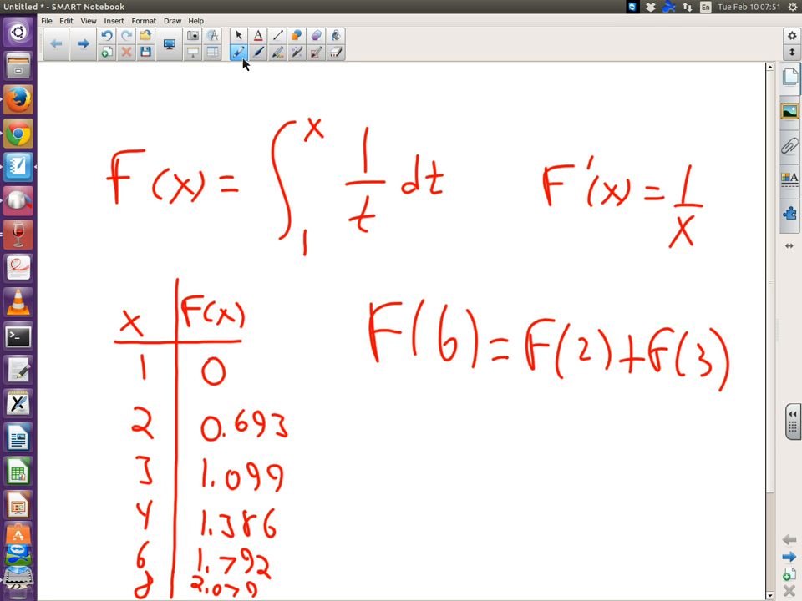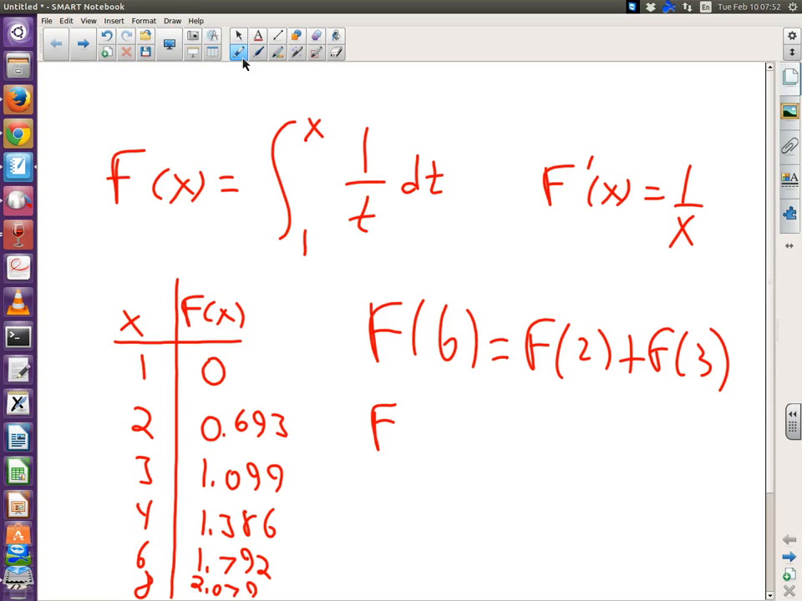Isn't it? Well, it's within round-off error, but f of 6 is 1.792, and that's 2 times 3, so that should be f of 2 plus f of 3 if it's logarithmic, and f of 2 is this, and f of 3 is this, and you add them up, you get that, don't you? You do? Nice. Okay. All right, how about this one?